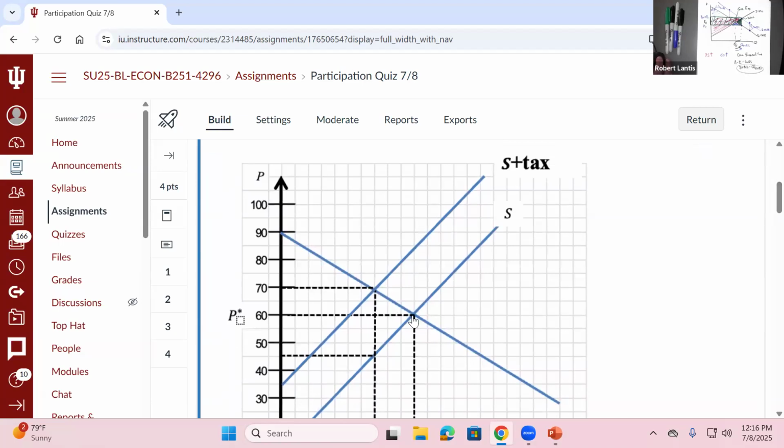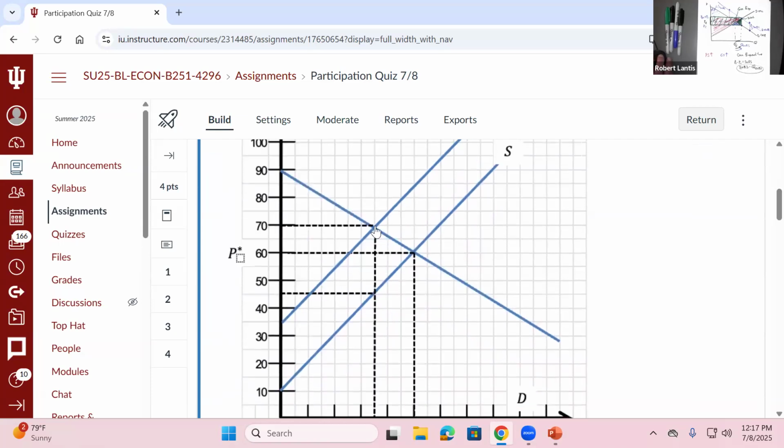What is the value of the tax? It's just the difference between that supply curve and the supply curve with the tax at any quantity. So 60 to 85, the value must have been 25. Now I could also look at, after the tax, what's the new price in the market where the new supply curve hits the demand curve. So this is going to be at 70.